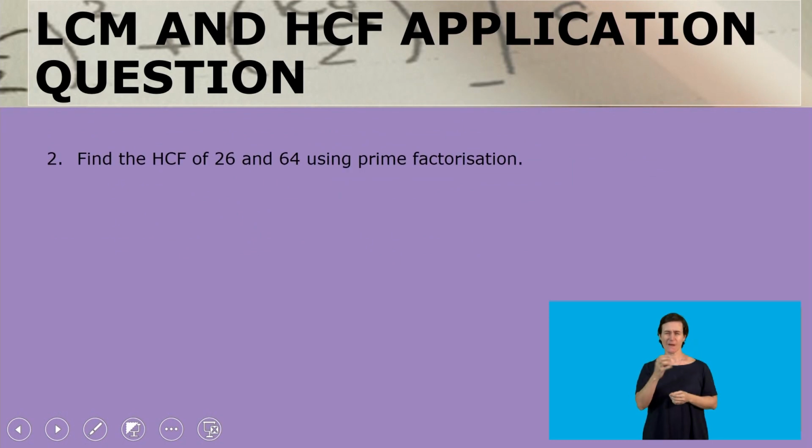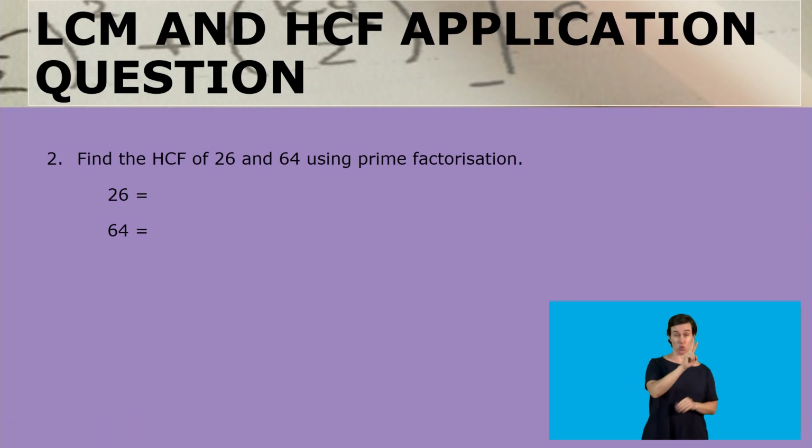So the next one, we are finding the highest common factor between 26 and 64. Again, we are using prime factorization, so we do need to list the numbers as their prime factors. 26 is 2 multiplied by 13. And because 2 is a prime number and 13 is a prime number, that is where I'm going to end. I cannot go further.